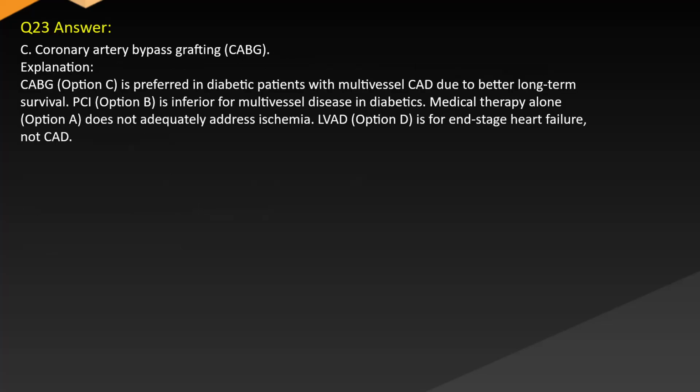Answer: C. Coronary artery bypass grafting, CABG. Explanation: CABG, option C, is preferred in diabetic patients with multivessel disease due to better long-term survival. PCI, option B, is inferior for multivessel disease in diabetics. Medical therapy alone, option A, does not adequately address ischemia. LVAD, option D, is for end-stage heart failure, not CAD.